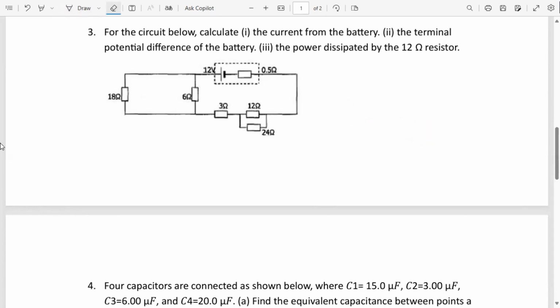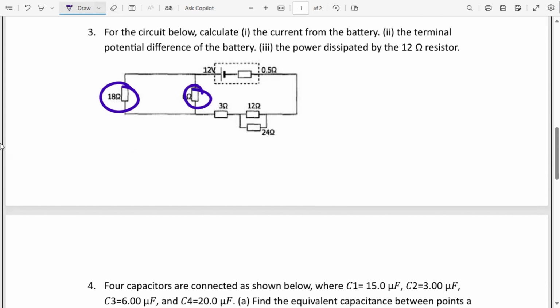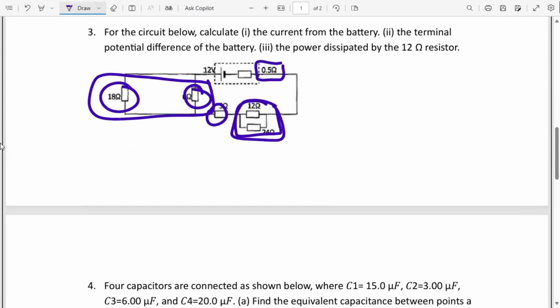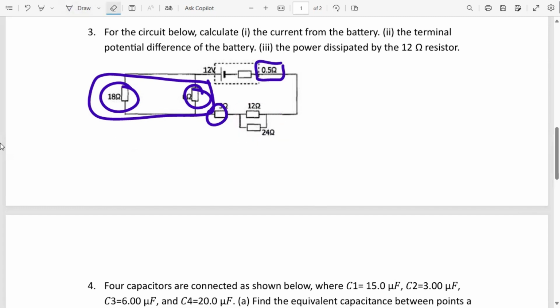So what are we going to do? You can notice we have our 18 ohm resistor and our 6 ohm resistor that are in parallel with each other. Then we also have this system here that is in parallel. So we can start by dealing with the parallel systems, and from there we're only going to remain with resistors in series: this combination in series with 3, in series with this combination, in series with the internal resistance of the battery, which is 0.5 ohms.